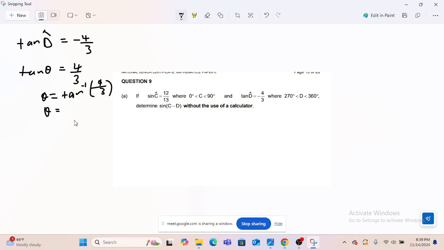The negative 4/3, sir. No, don't use negative. Oh, okay. 53.13 degrees. Now, what do you do at this point?